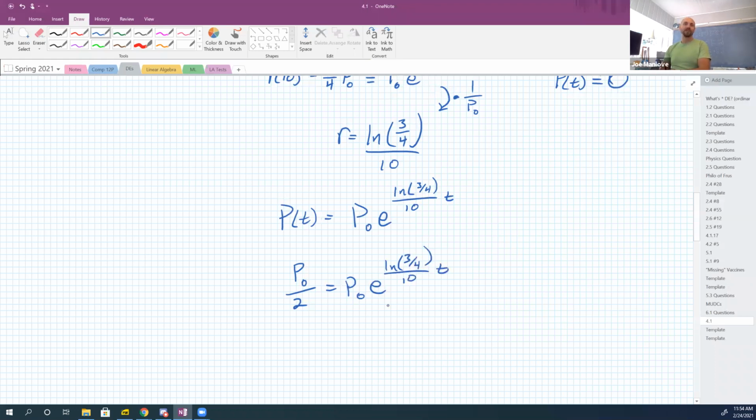So take your model, set it equal to P naught over 2. Notice the P naughts are going to cancel. Solve this thing out. You guys got this. Algebra. Answer goes in the box.